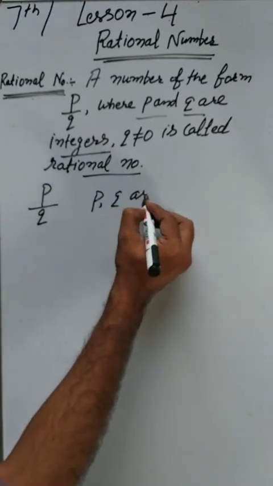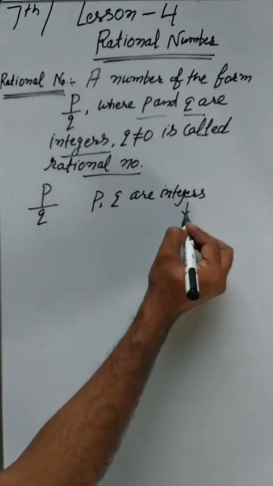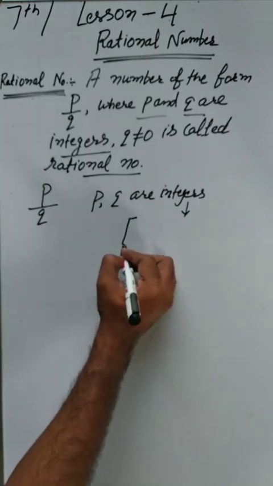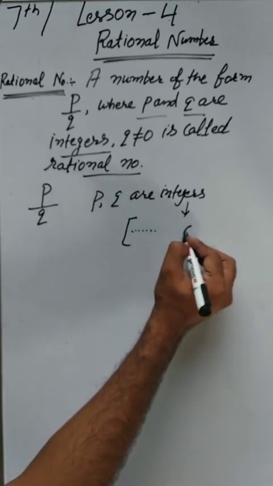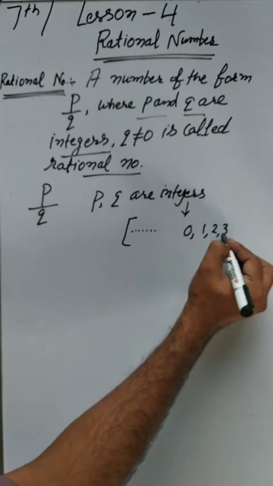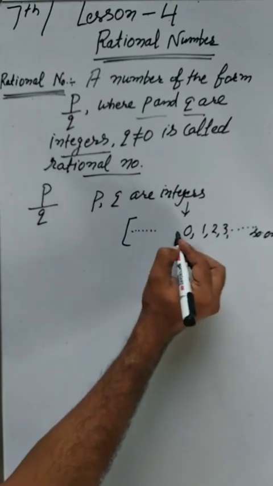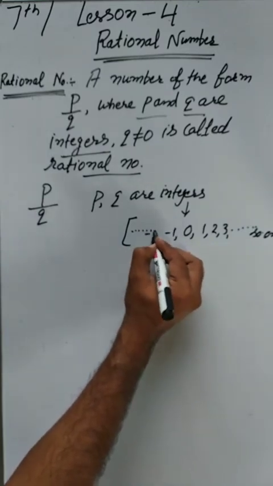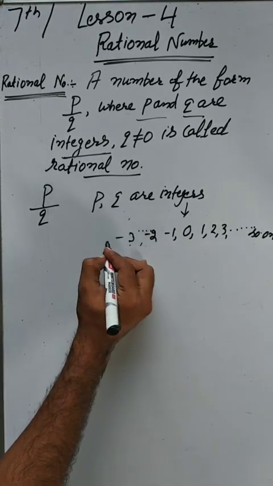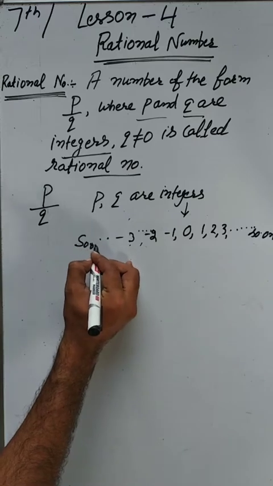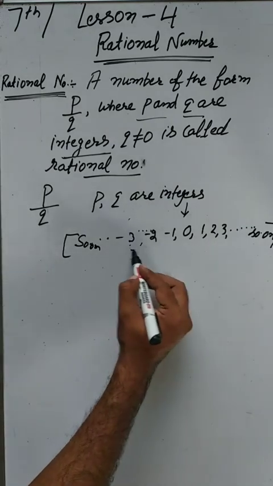P and Q are integers. You know integers. I am reminding you, integers are numbers like 0, 1, 2, 3 and so on. Similarly on that side, -1, -2, -3 and so on. Okay, these are the integers. Integers are positive as well as negative.